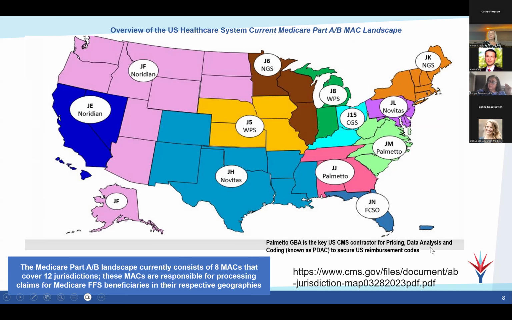So this bears repeating that Palmetto is the key US CMS MAC for pricing, data analysis, and coding, and therefore does carry an outsized influence on what technologies are covered. So whatever Palmetto says, the rest of the MACs, it sounds like E.F. Hutton, if you remember the old commercials, when what Palmetto says, everybody else listens to.